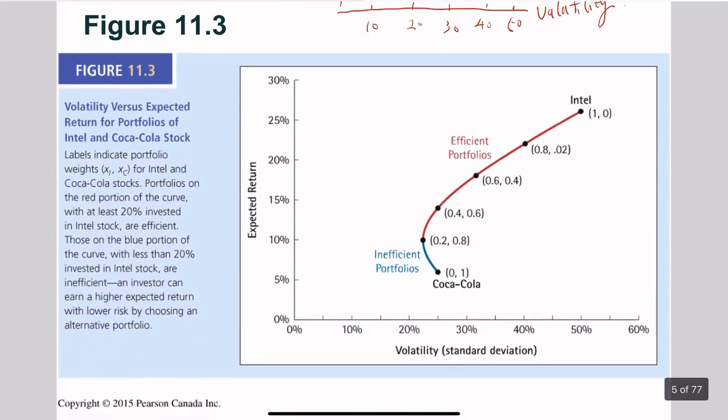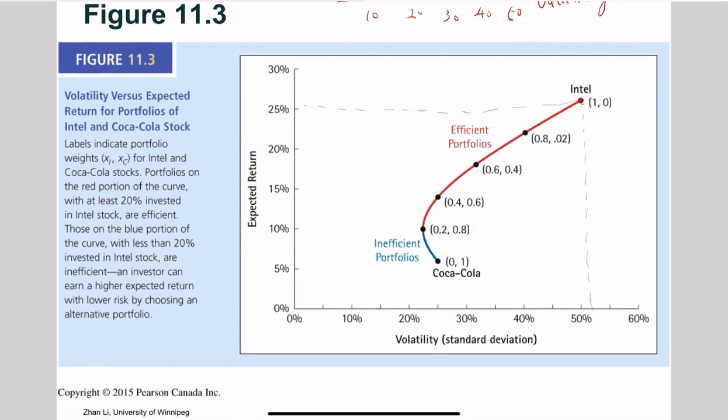So I will just show you this nice picture from the textbook. Basically, following the same steps, you draw out points according to the volatility and the expected return. You could find out these dots, right? And next, you would connect these dots. This gives you this red curve and this blue curve.